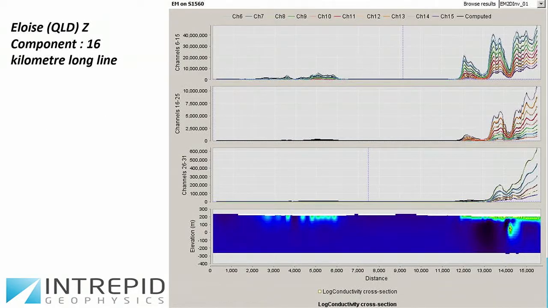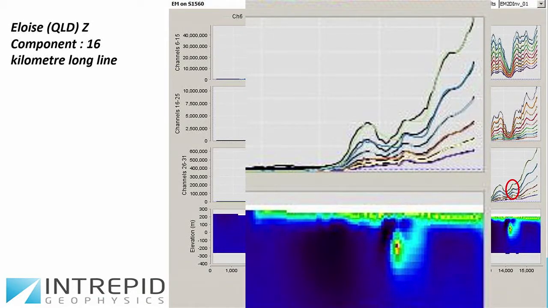This is an example of detecting a conductor on a long survey line. I think this is part of a 40-kilometer long line. We've got some responses to the right, and if we look at that particular thing, because this is so long, it's a bit blown up, that particular anomaly, the 2.5D inversion detected the body in the inversion in the correct place from the data and separated out the differences.